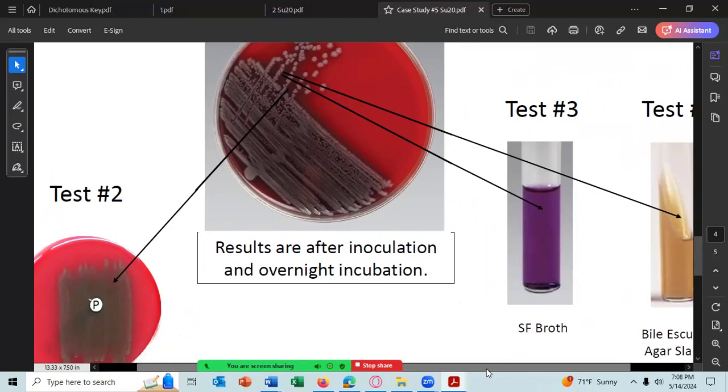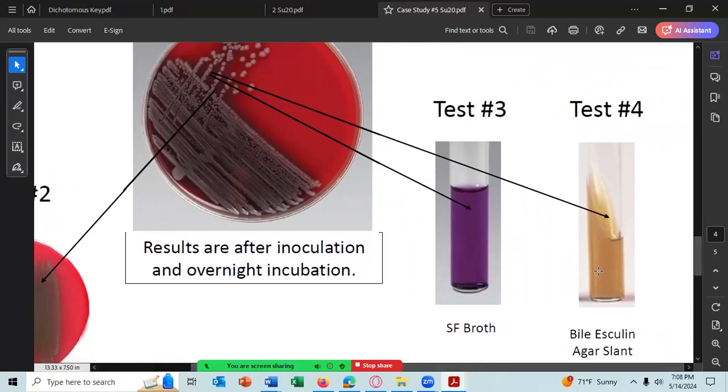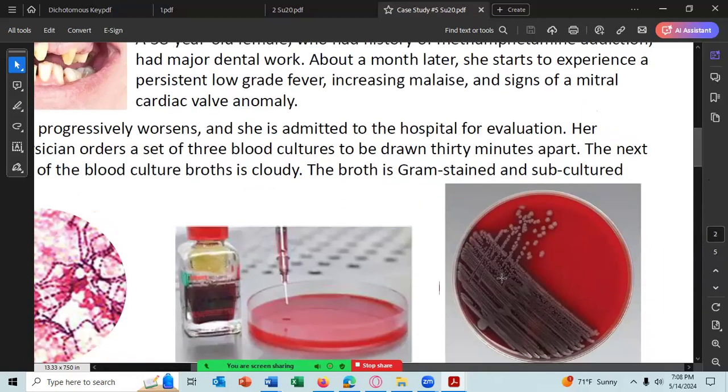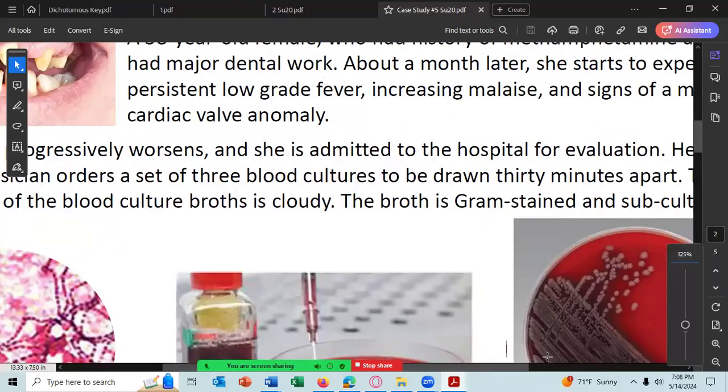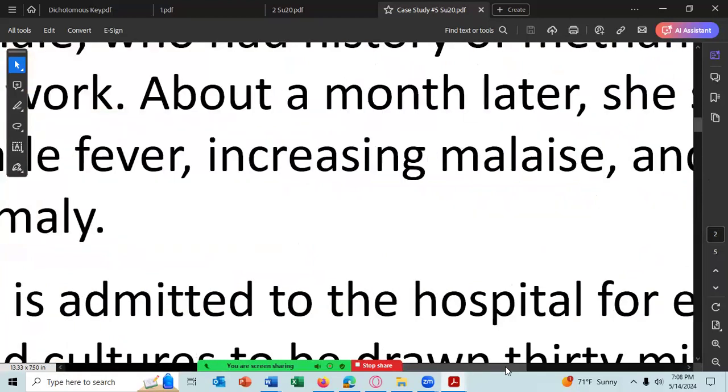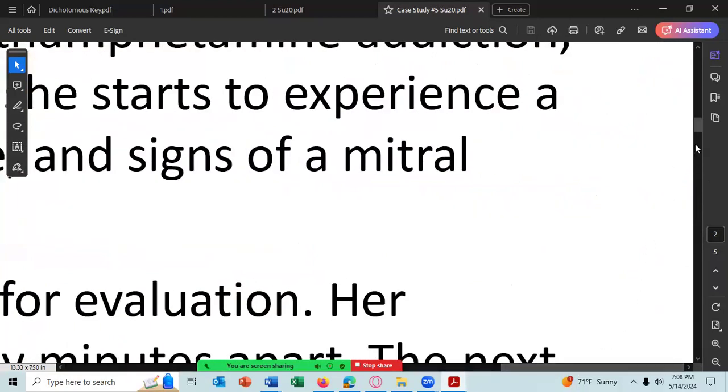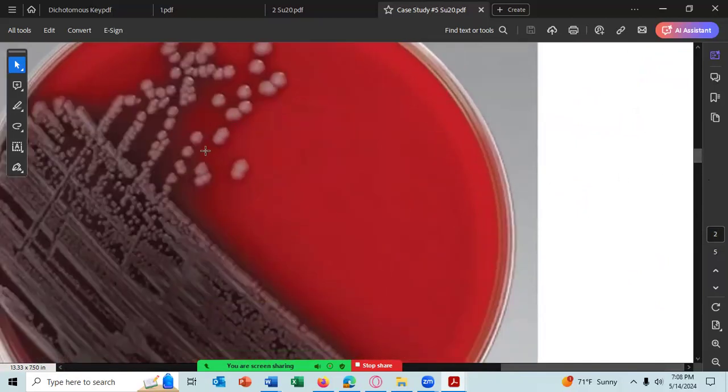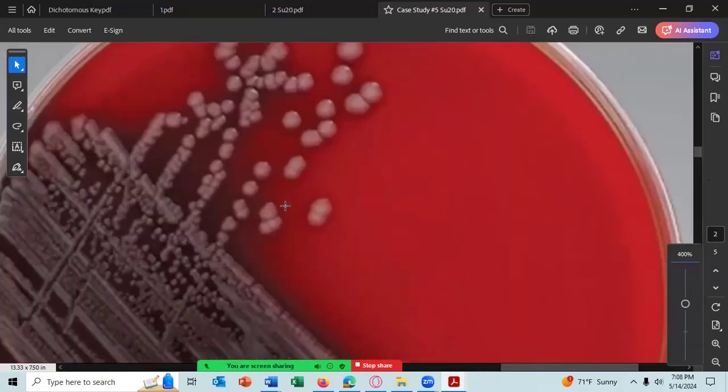What did you get for the hemolysis? That's negative. Optochin sensitivity is negative. Yeah, SF broth is negative. Yeah, bile esculin agar slant is also negative. But the blood agar is not negative. I just blew that up. That one's not negative, but with the actual test, the labeled test below is what I was looking at. No, I'm talking about what hemolytic activity is that? It's not negative.